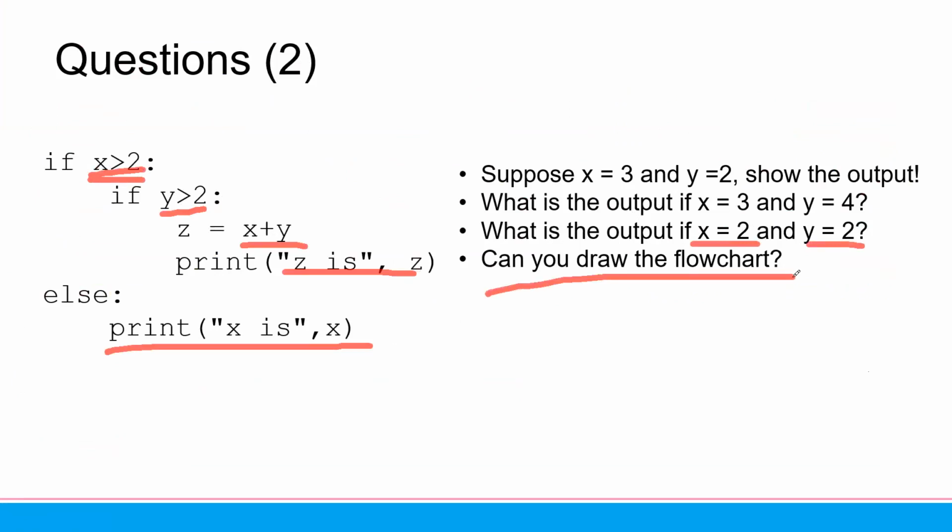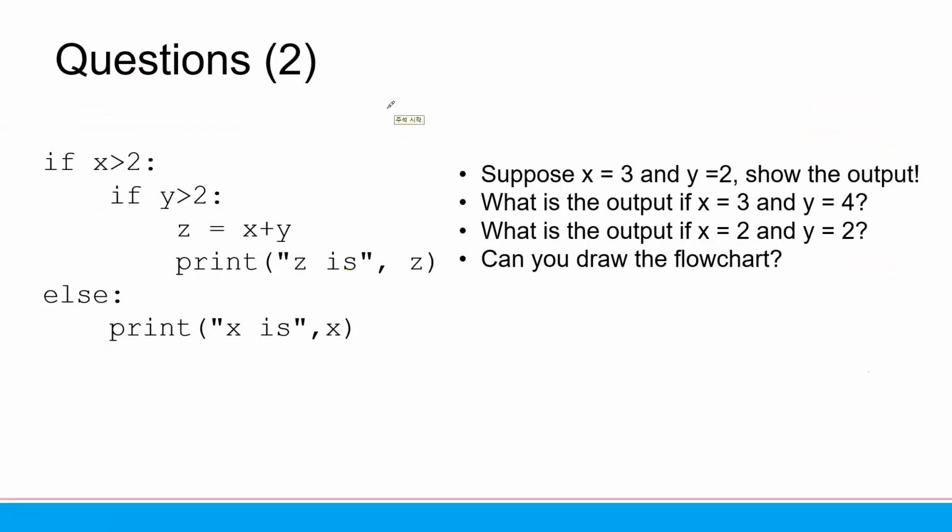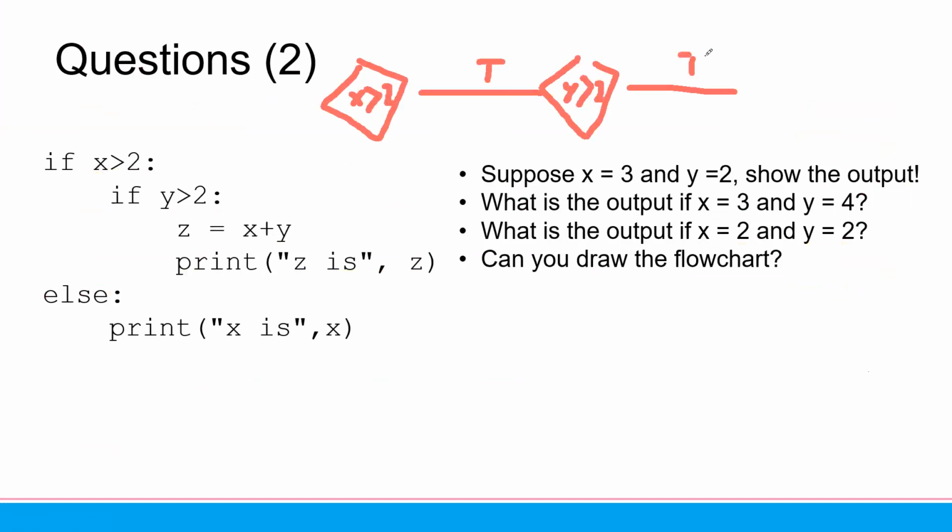Can you draw the flowchart? Okay. The flowchart will be: x higher than 2. If it is true, we will check y higher than 2. If it is true, we will do z equals x plus y, and then we will print z is z.